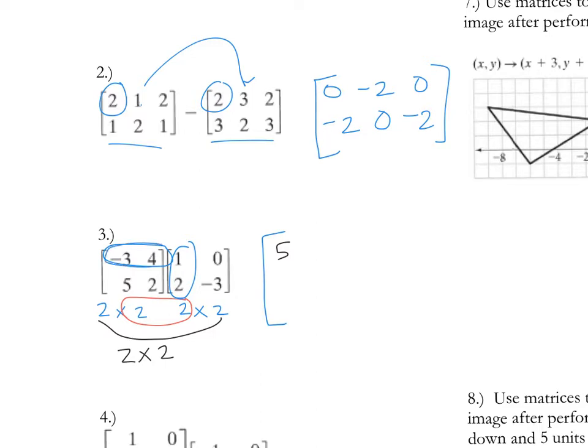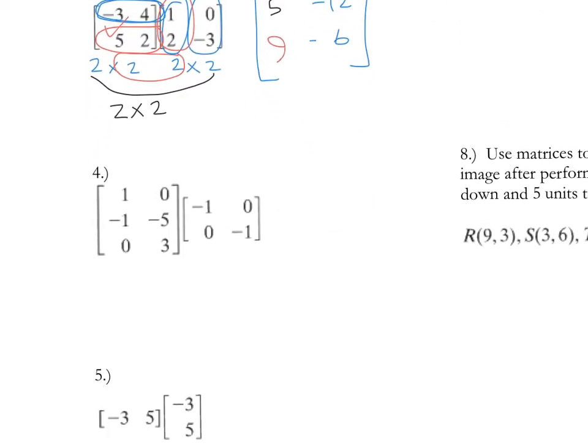Then it's going to be the first row, second column. So negative 3 times 0 is 0 plus negative 12. So it's going to be negative 12. Then I'm going to do the second row, first column. So 5 plus 4 is 9. And then 5 times 0 plus 2 times negative 3 is negative 6.